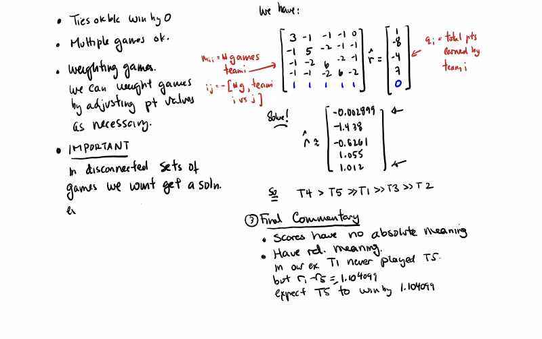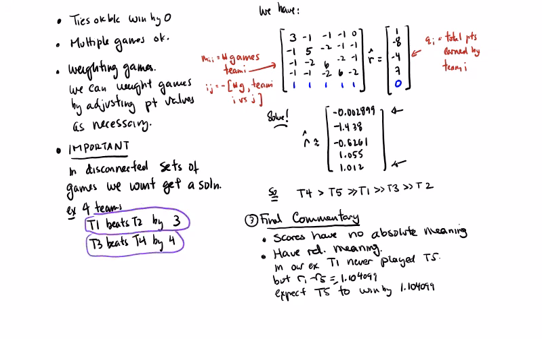Just for a pseudo example, you can imagine, say, 4 teams. Say team 1 beats team 2 by 3 points, and team 3 beats team 4 by 4 points. In a situation like this, there's no comparison between the first group and the second group. So even if you do the Massey method, it will fail to work. You will not get a solution. The solution demands a certain amount of interactivity between the teams. So there's no connection here.